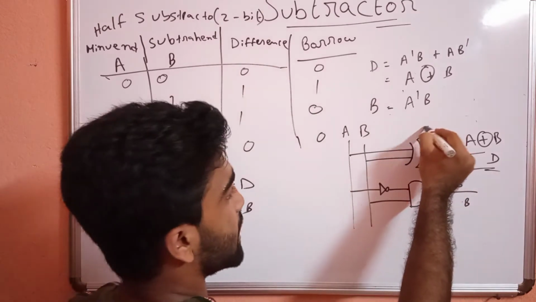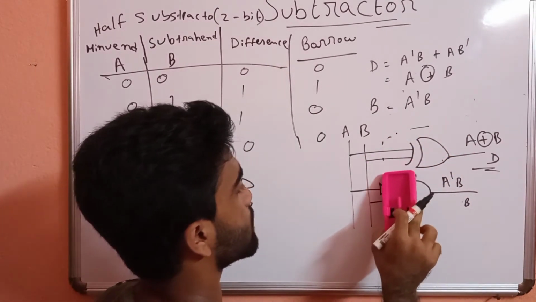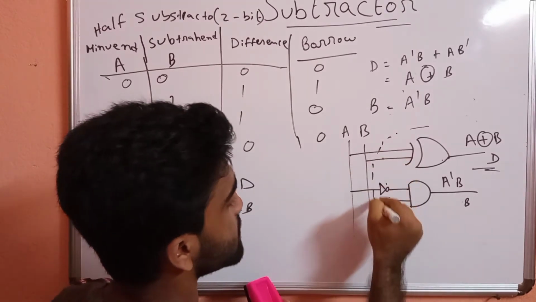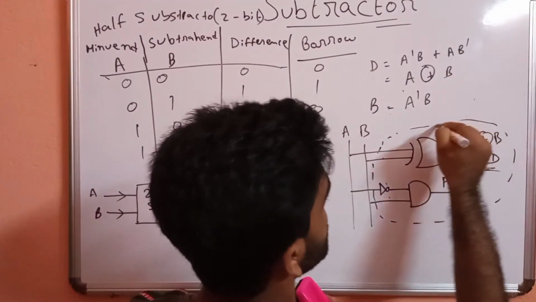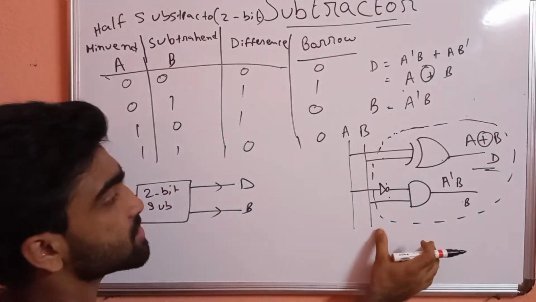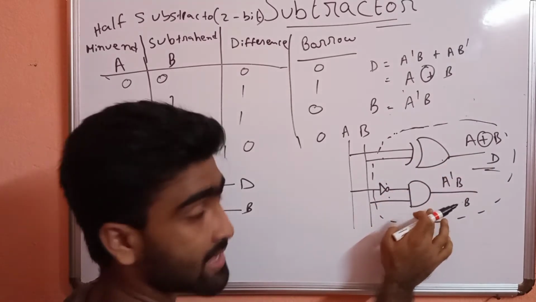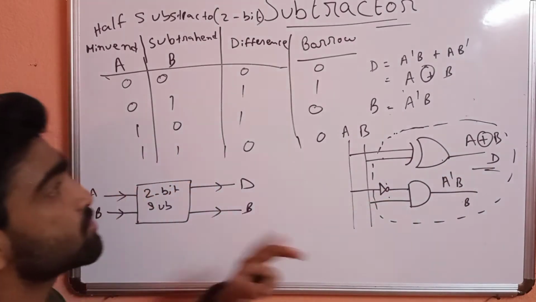Remember, this is the half subtractor. Remember this, we will need it at the end of the video. The circuit for this uses an XOR gate, an AND gate, and a NOT gate. You have to remember this.